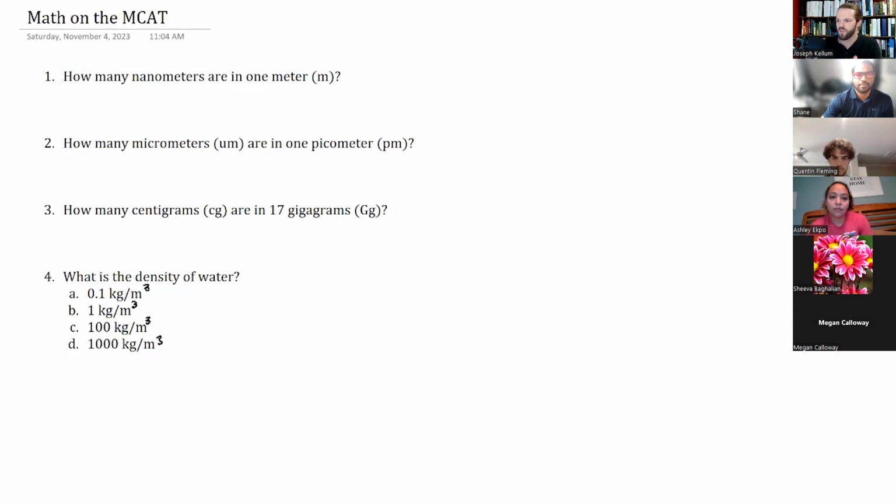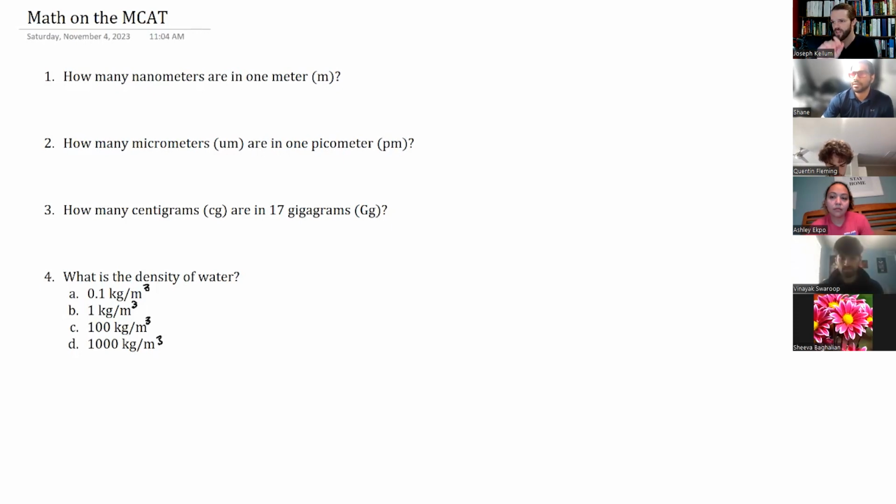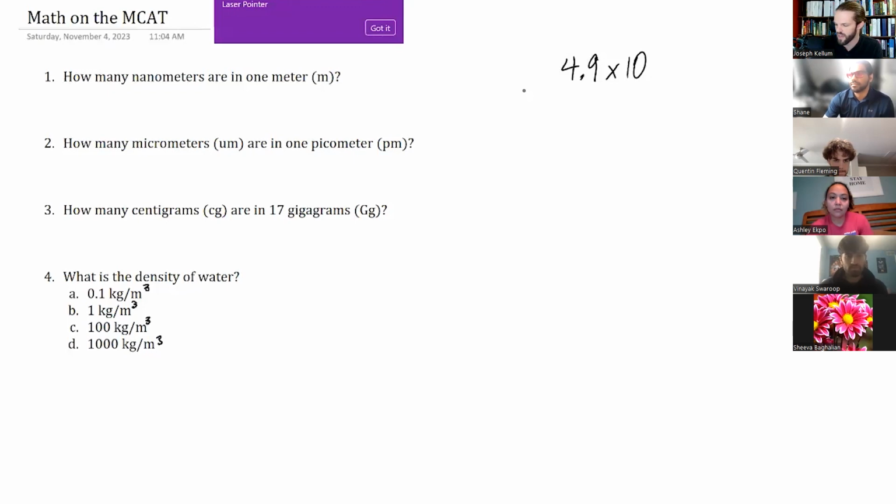Anytime you end up with any sort of decimals at all on this test, I recommend putting them into scientific notation. By scientific notation, I don't necessarily mean that you just have to have a number in the ones place as the coefficient and then some power of 10. For instance, if we were to say that you have 4.9 times 10 to the negative 5.